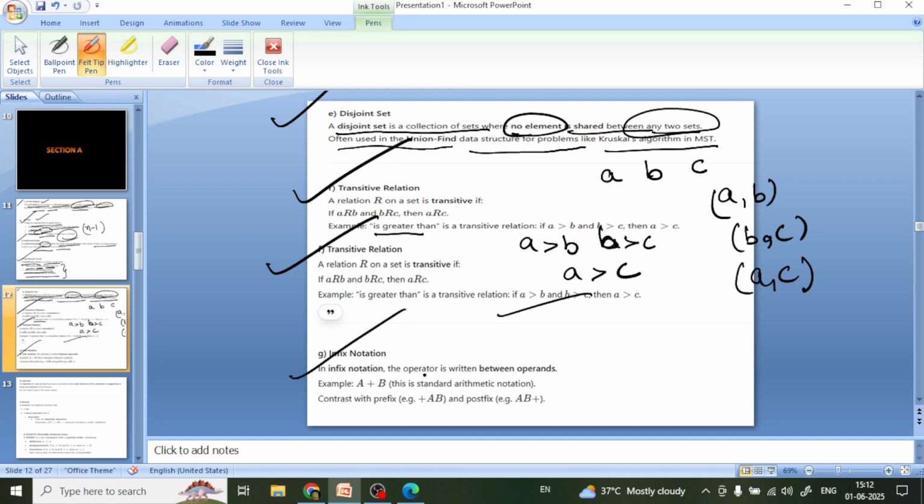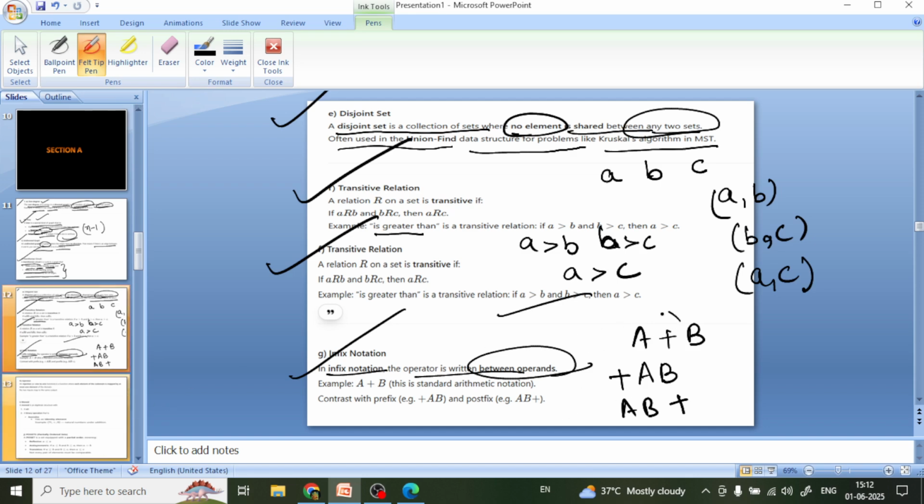Now next is the infix notation. In infix notation, the operator is written between operands. A plus B is given. This is the standard arithmetic notation. When we write plus AB, this is a prefix. When we write AB plus, this is a postfix. This is an infix notation, this is a prefix, this is a postfix notation.